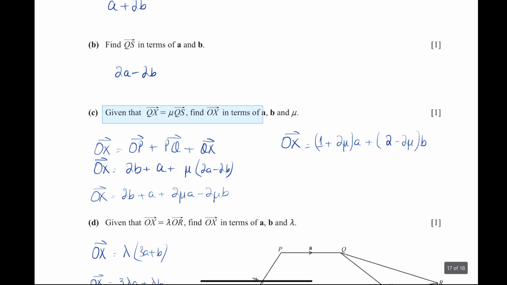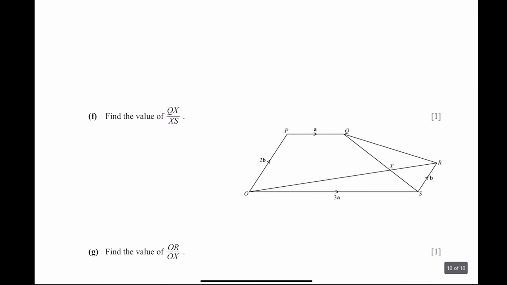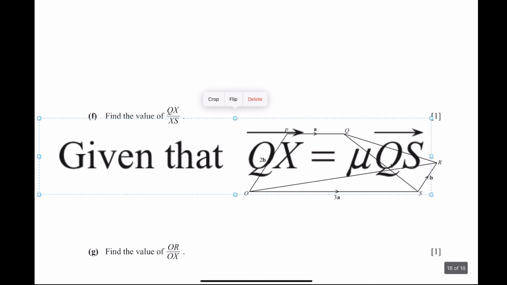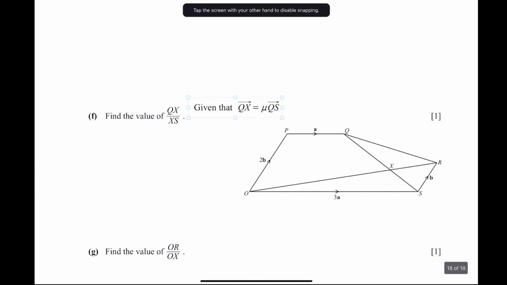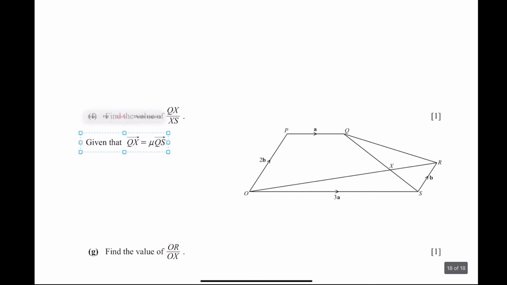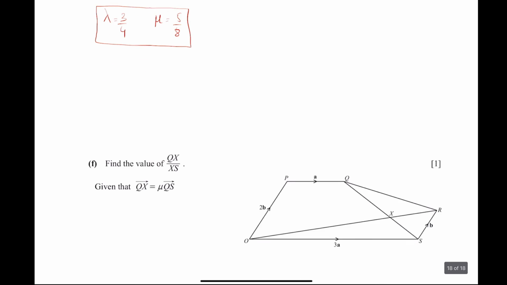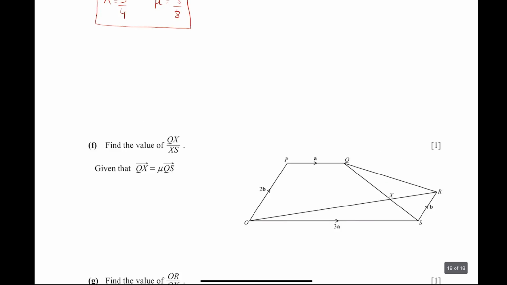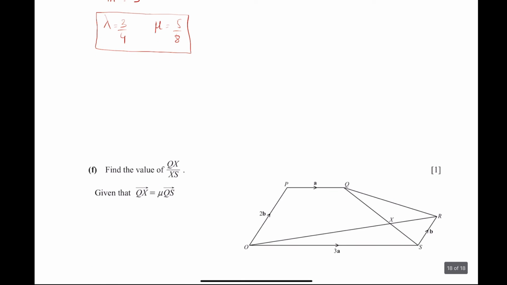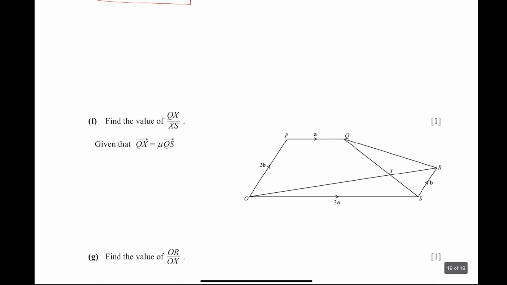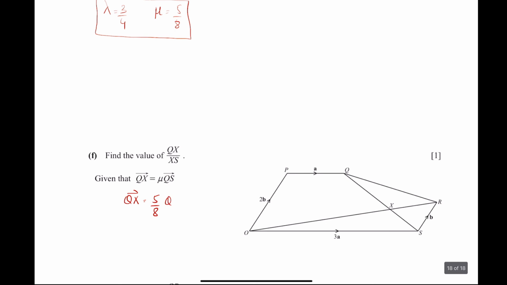Okay, the question told you that qx is basically mu times of qs. Now what you have to do is use the values that you have found. So qx is basically mu times of qs, right? We have the value of mu, so qx now is equal to 5 upon 8 times qs.